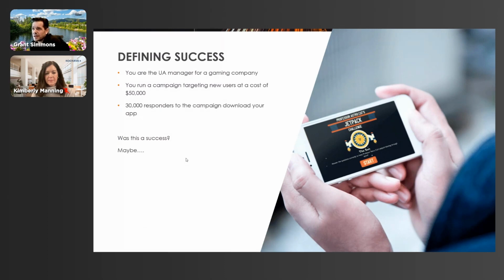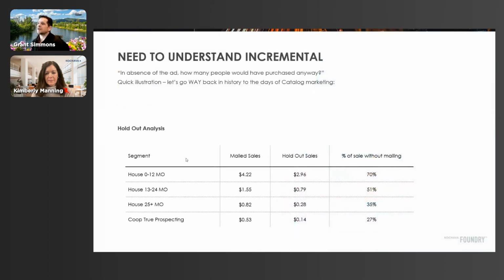Maybe, right? The question that incrementality tries to answer, at least in my perspective, is in absence of an ad, what would have happened? How many people would have purchased anyway? How many people would have gotten to that level complete? How many people would have watched that video, etc.? But in absence of an ad, can you capture that baseline?